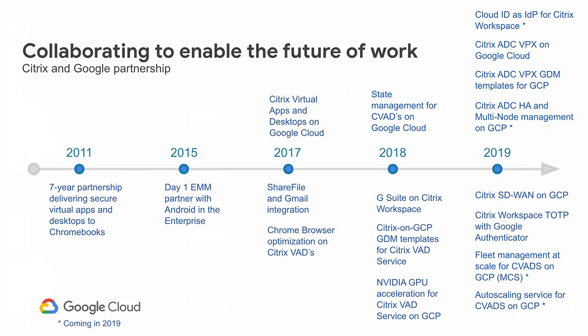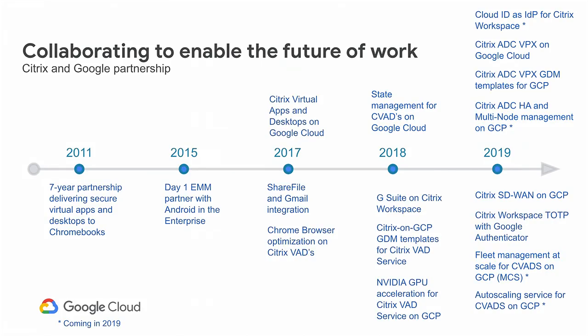So I'm not going to touch on all these points here, but I just want to point out a couple key things. For starters, if you recognize that date of 2011, that was the launch of Chrome and the Chrome OS and Chromebooks. Right? So Citrix was actually one of the launch partners, one of the key partners. At the time, it was our Citrix Receiver that we brought to market. And that allowed organizations to adopt Chromebooks for their end user access.